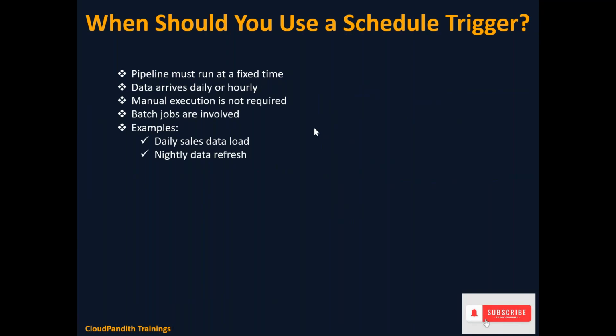Let's understand when a schedule trigger should be used. If your pipeline needs to run at a fixed time, such as every day or every hour, the schedule trigger is the best choice, team. For example, if you want to process daily sales data, maybe in the morning at 10 a.m., or at night at 11 p.m., you can simply use a schedule trigger to achieve this kind of real-world use case.